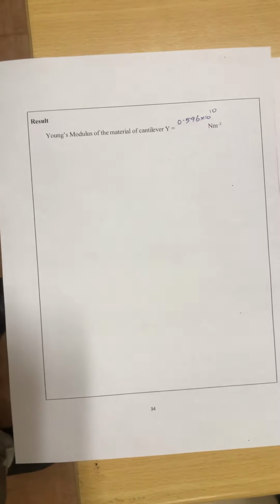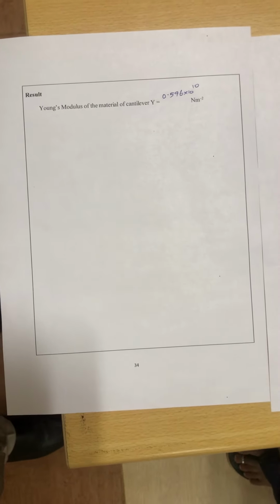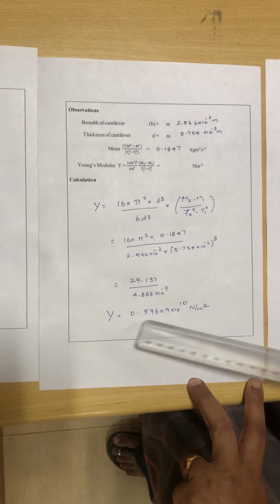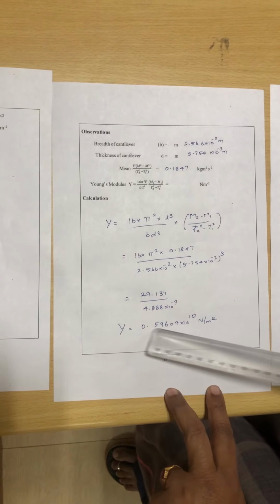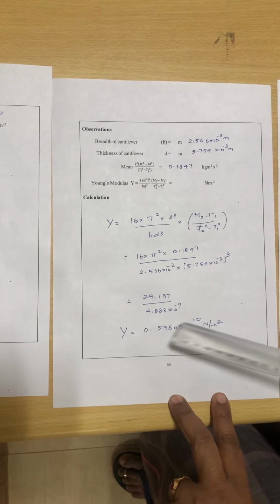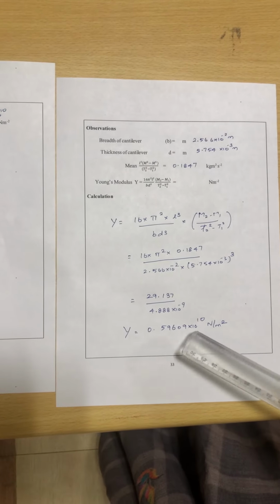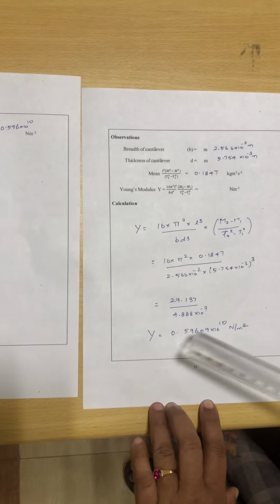Actually, it should be around 1 into 10 power 10. As our beam, which is considered as a cantilever, has lost its elasticity from being old, it is coming nearer to 0.6 into 10 power 10. So it is a perfect value.